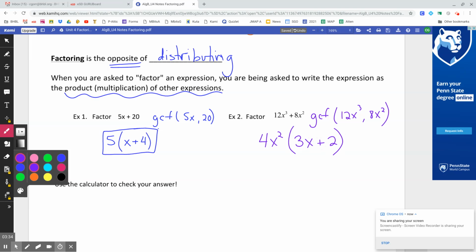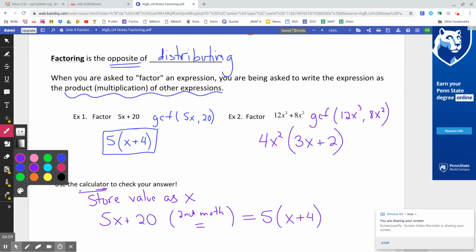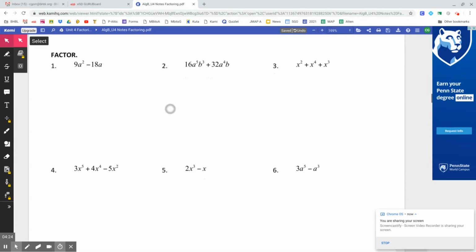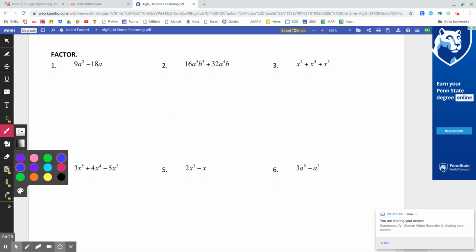Now, if I want to check this on my answer in my calculator, remember that we can store a value as x. Any number that you want. I would put something like 5x plus 20 into my calculator. I'm going to hit second math. I'm going to look for the equal sign. Once I find the equal sign, I'm going to put equals 5 and then parenthesis x plus 4. And remember, you might get 2 things that are going to happen. Either they're going to tell you that you get a 1, which means that it is true, or you get a 0, which will tell you that it is false. So let's move to the next page and let's factor a couple of our expressions. And then I'm going to have you try a few on your own.